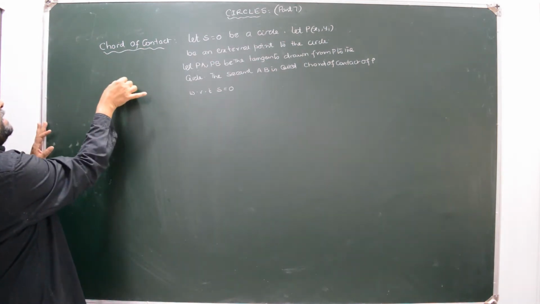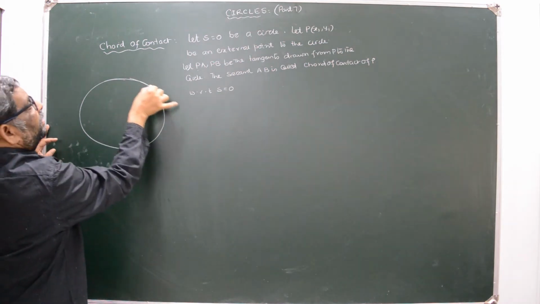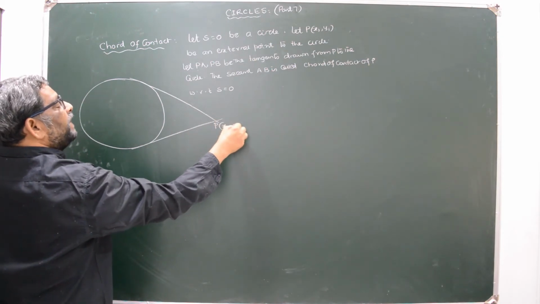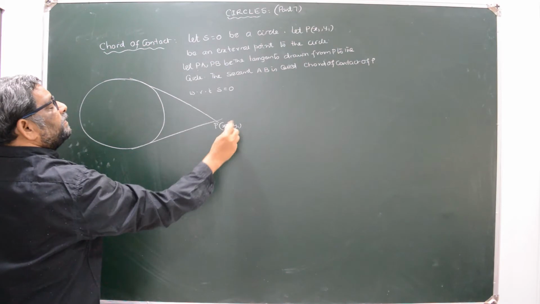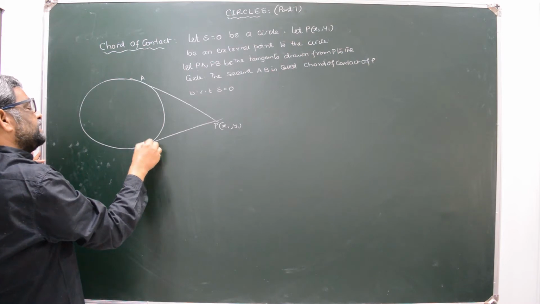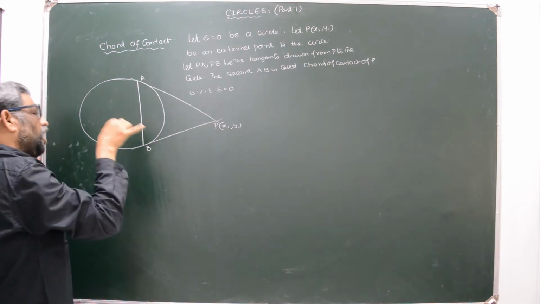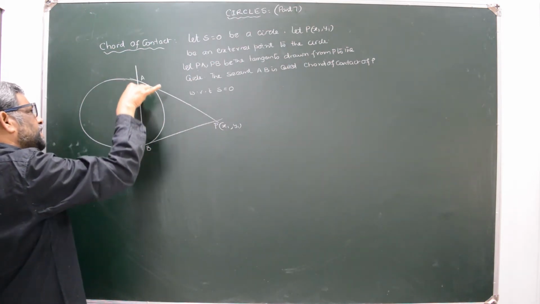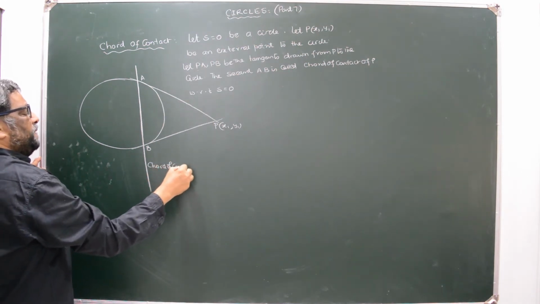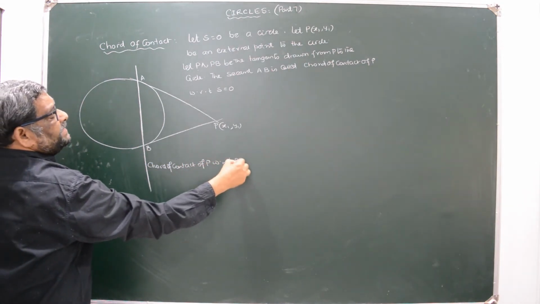That is, I will consider a circle. This is a point P(x1, y1), which will be an external point. The tangents drawn from P are meeting the circle at A and B. The join of AB, the chord AB or the secant passing through AB, is called the chord of contact of P with respect to the circle S = 0.